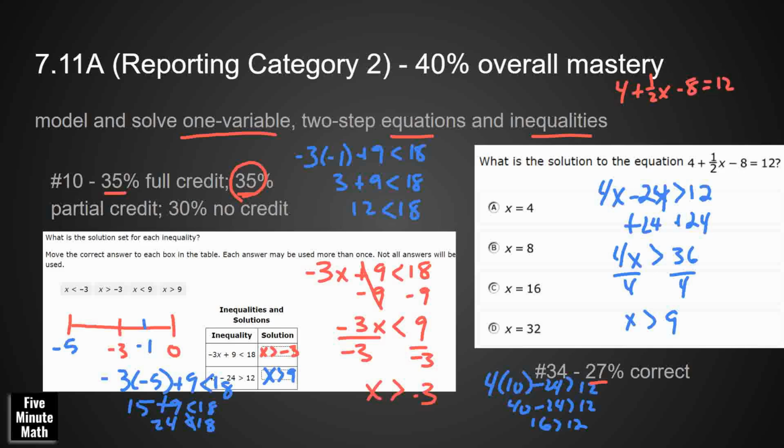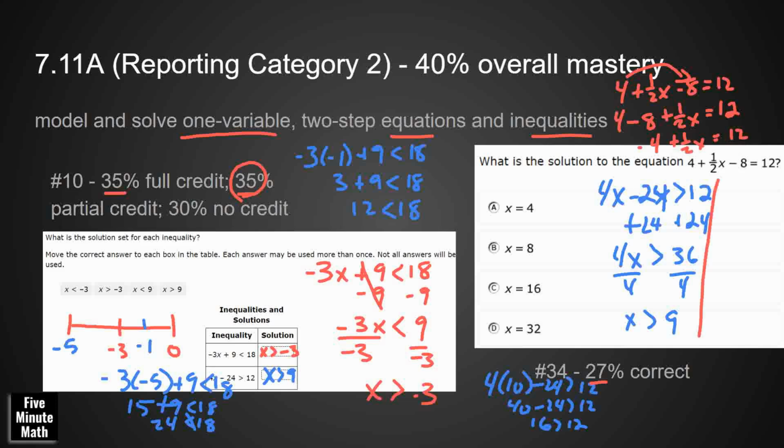Now, this seems like it's a little bit more straightforward, but we do have to combine like terms. I cannot combine 4 and 1/2 x. Those are different terms. What I can combine are these two. So I can think about it as 4 minus 8 plus 1/2 x, right? I'm just going to take the commutative property and flip the order there. So what's 4 minus 8? That's -4 plus 1/2 x equals 12. So that first step is to combine like terms.